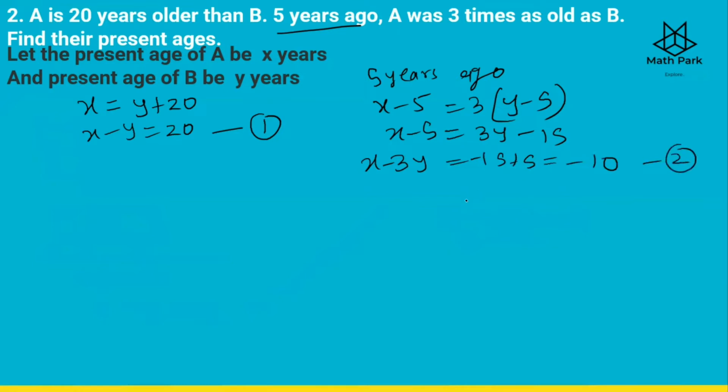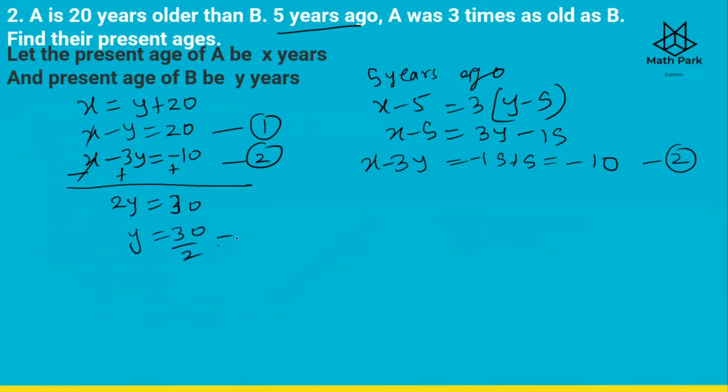Okay. Now let us solve these two equations. Let us write below. So we have x minus 3y is equal to minus 10, our equation number 2. So we have the coefficient of x the same, we subtract, changing the sign of the second one: x minus x, plus 3y minus y is 2y, 20 plus 10, you get this as 30. So y is equal to 30 upon 2, that is 15.